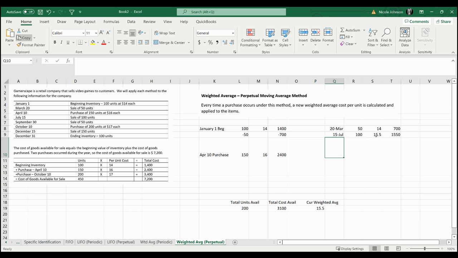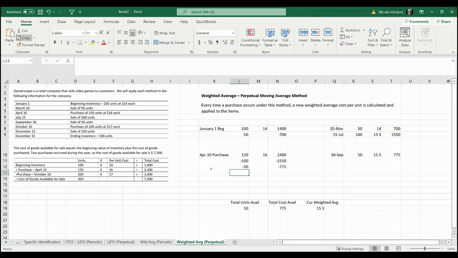We made another sale on September 30th, and that was of 50 units. Current weighted average is still 15.5. So I take 50 times 15.5. And I apologize. What I should have done is subtracted out the 100, and we'll see that that would be the same. 100 units that we sold at $15.50. Sorry about that. So the current weighted average was still $15.50. We sold another 50 at $7.75. Current weighted average is still at $15.50.